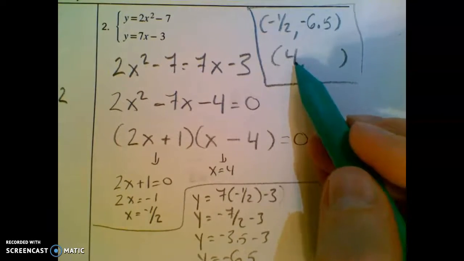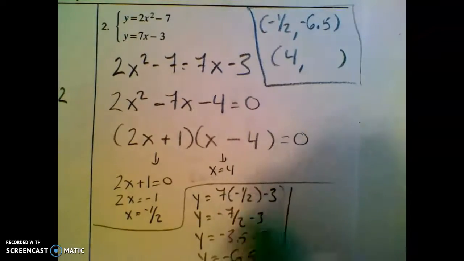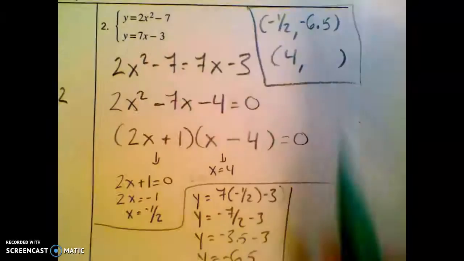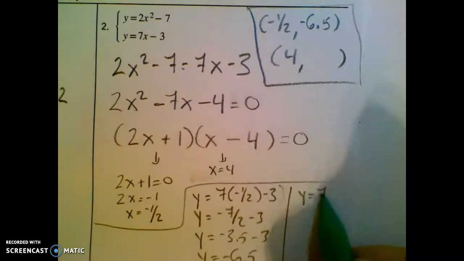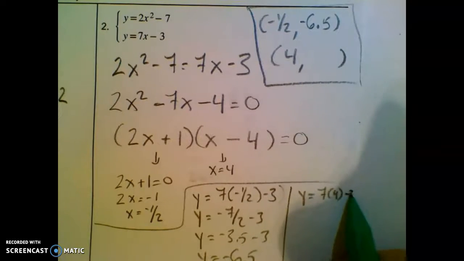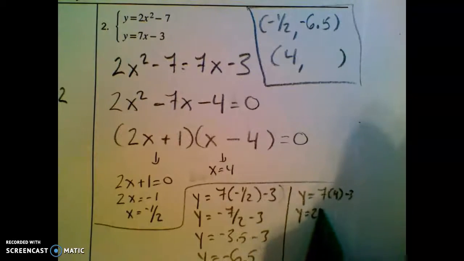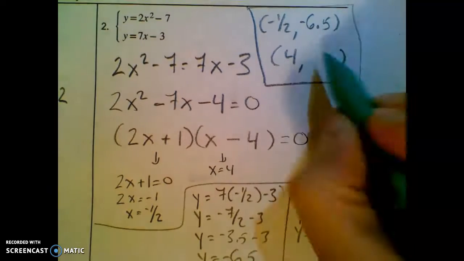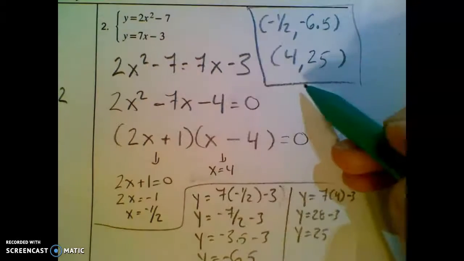Okay, then go over and do the same thing for 4. Just going to plug in 4 for the same. I like to use the linear equation, but you could plug in 4 here. It doesn't really matter. But I'm going to say y equals 7 times 4 minus 3. y equals 28 minus 3. y equals 25. So I have 2 separate ordered pairs.